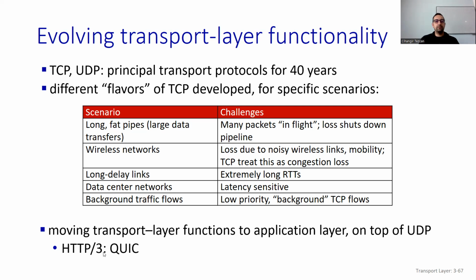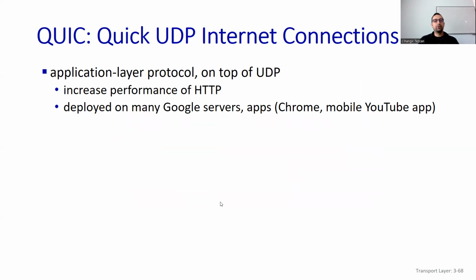So in HTTP3, I think currently like 15% of the internet is already using QUIC. So in the future, maybe it will be more acknowledged, let's say. So we are going to have HTTP3 with QUIC. So this is QUIC, UDP internet connection, okay? An application layer protocol on top of UDP. The idea is to increase performance of HTTP, deployed on many Google servers, apps like Chrome, mobile, YouTube app, and so on, all right?